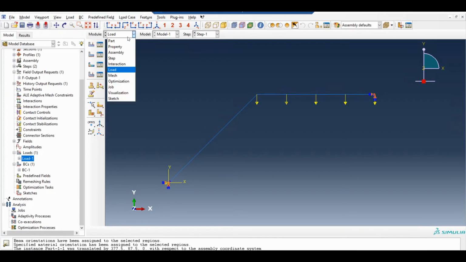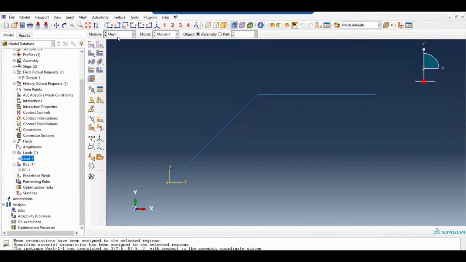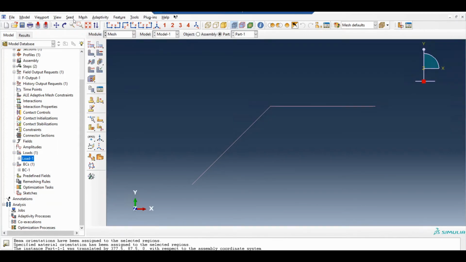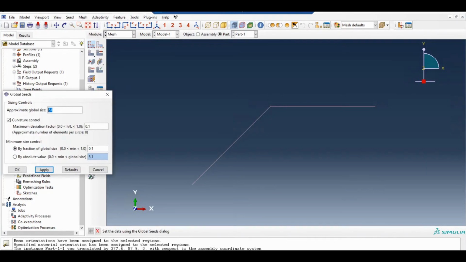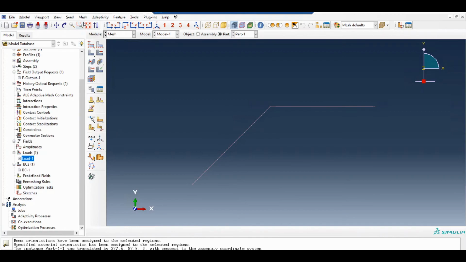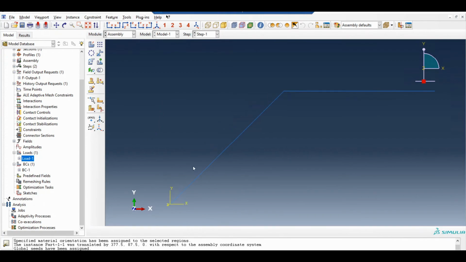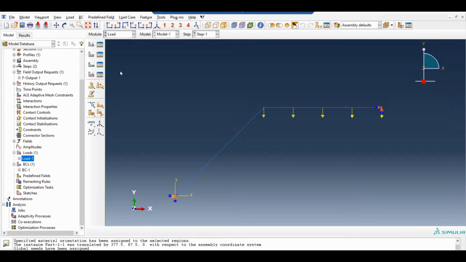Okay, and now we have to mesh it. So go to mesh, part 1. You can just seed it. It's 51. It's all right. Apply. Okay, so mesh it, yes, and then go to assembly. Now here you have it, we have our model here. You can save your model.